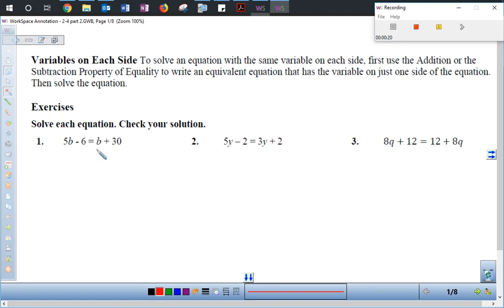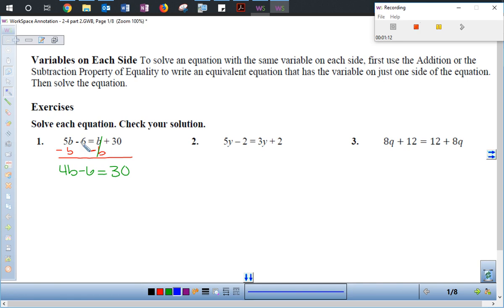So I'm going to subtract b from each side. Now when I do that, I'm going to have 5b minus b, which is 4b, and then I can bring down everything else. Minus 6, these cancel out, and that's going to equal 30. Now this looks a lot like the equations we have been solving. It's much easier to solve this.